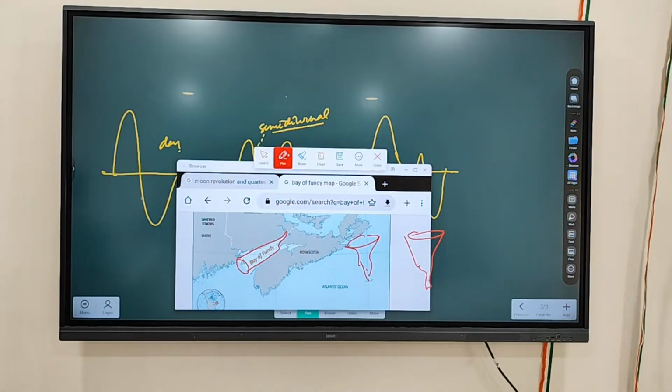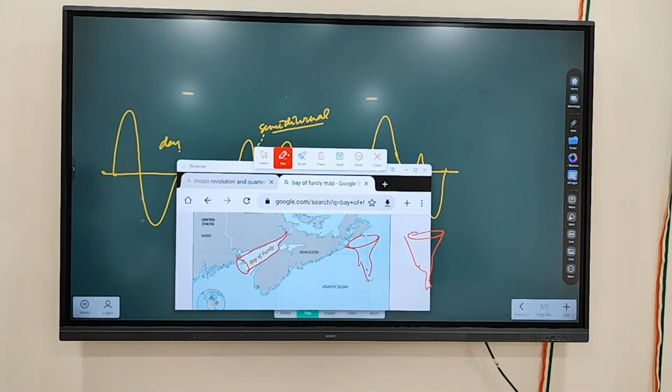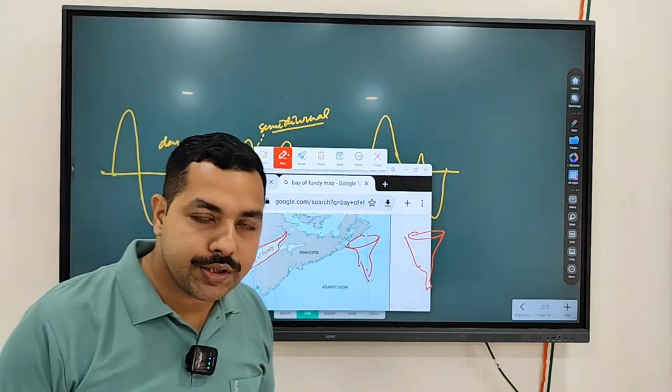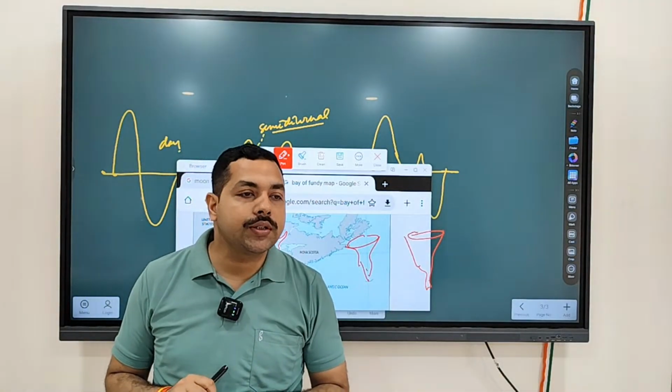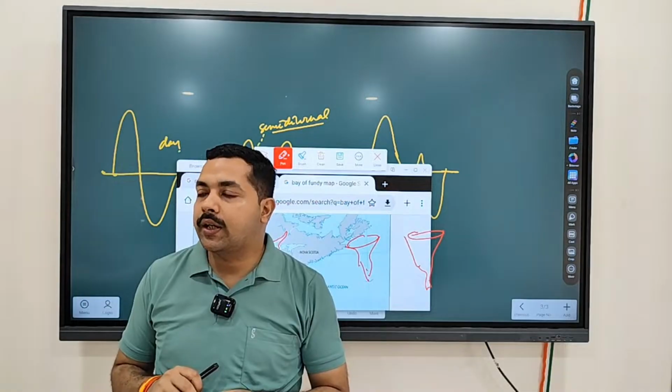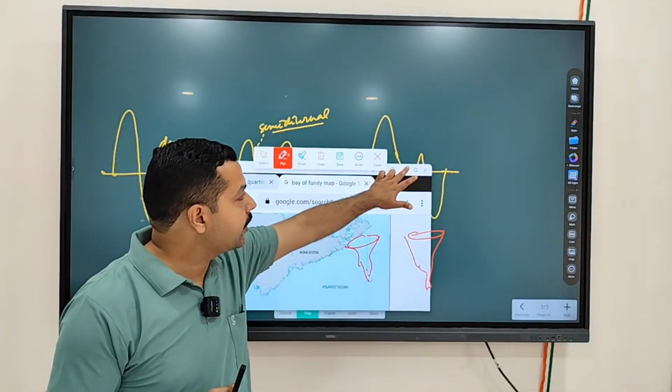So what is tide? How do you define the term tide? It is a periodic rise and fall in the water. And why does this tide occur? Because of the gravitational effect of sun and moon. Clear? What are the factors that are controlling the tides? Gravitation of sun and moon, then water distribution on the earth, and sun and moon positions, etc. These are affecting the tides.